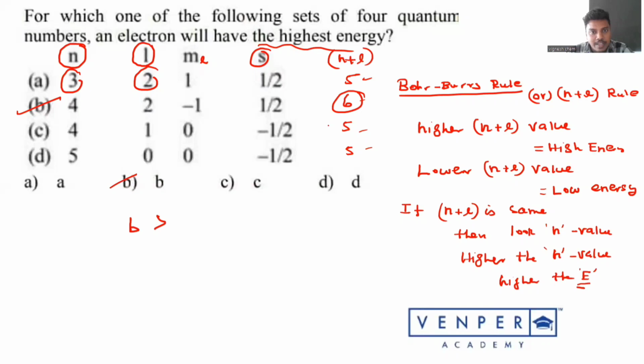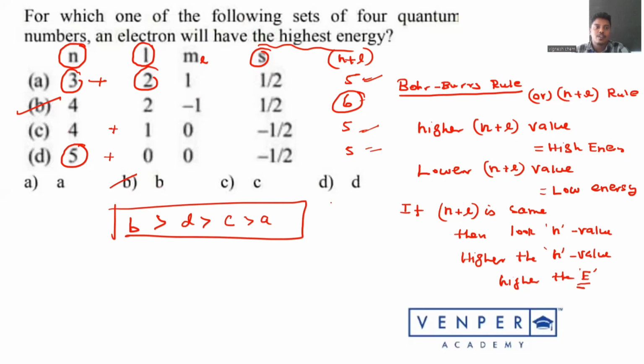Now next, this is 4 plus 1. See, this is 5, this is 5, and this is 5, right? All are the same. Option A: 3 plus 2, 5; 4 plus 1, 5; and 5 plus 0 also 5. If the N plus L value is the same, we have to look at the higher N value, higher energy, right? Which has the higher N value? This 5. Therefore, option D is highest. Then this is 3, this is 4. 4 is higher, so C, then option A. This is the increasing order of energy level. Therefore, they are asking which of the 4 options has the higher energy. What is the answer? Option B, because the N plus L value is 6. It's a very simple question, right?